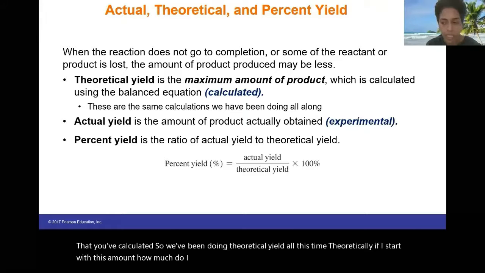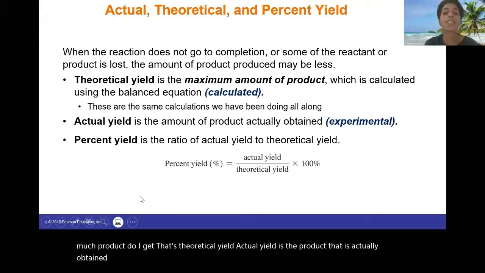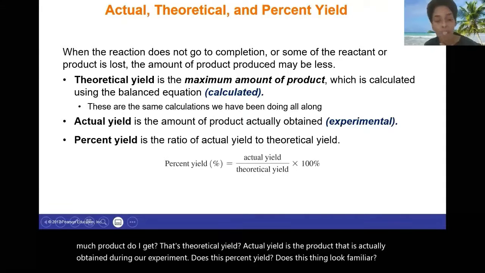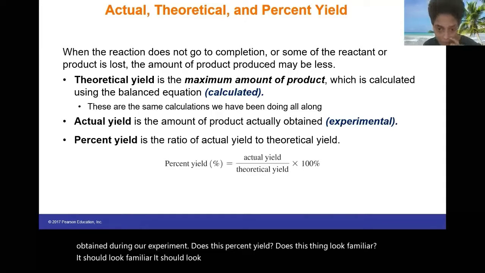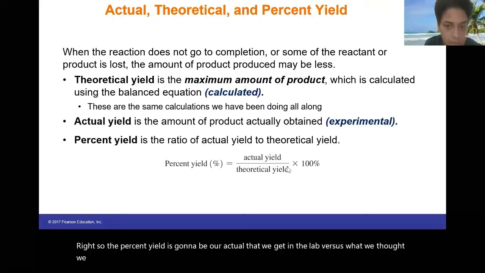Theoretically, if I start with this amount of reactant, how much product do I get? That's theoretical yield. Actual yield is the product that is actually obtained during our experiment. Does this percent yield look familiar? It should look like our percent concentrations that we've had before, right? So the percent yield is going to be our actual that we get in the lab versus what we thought we would get, times 100.